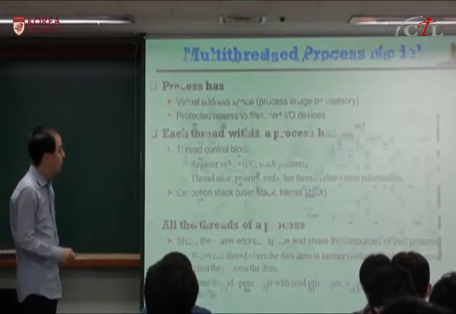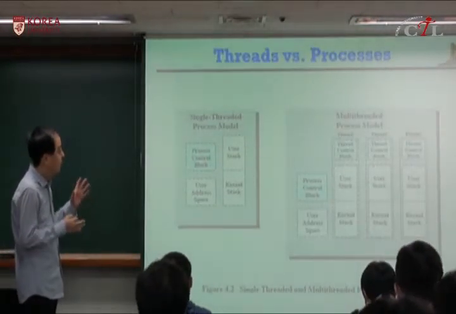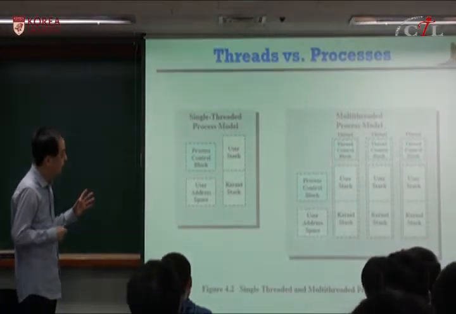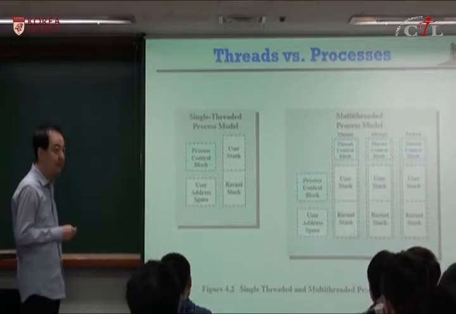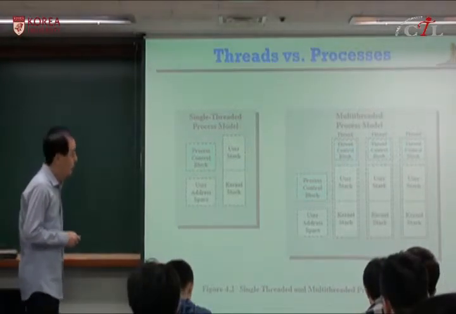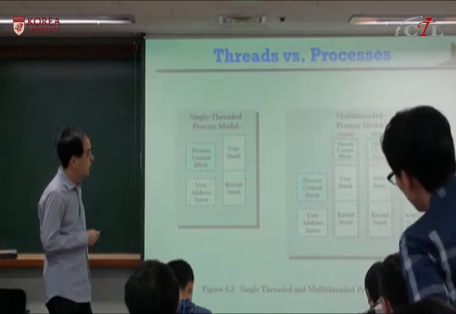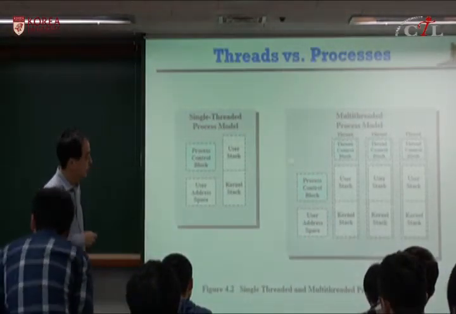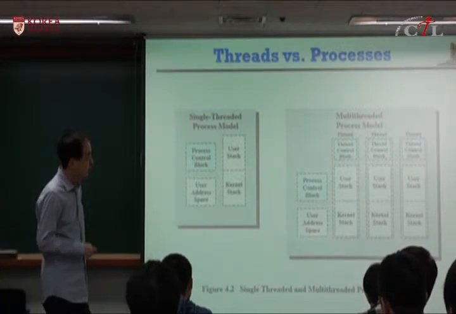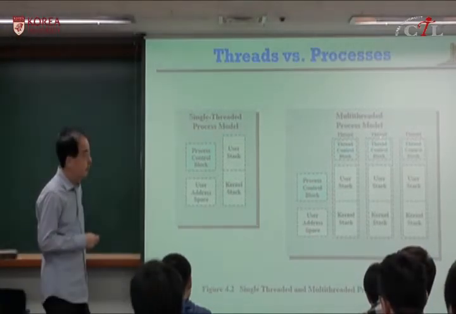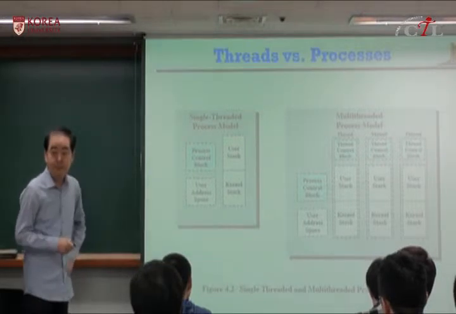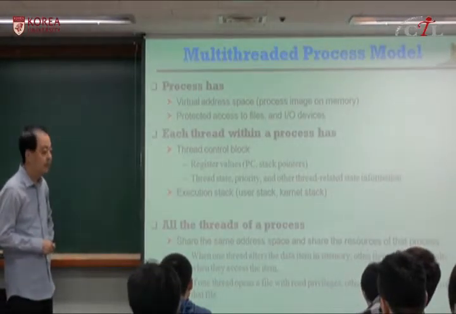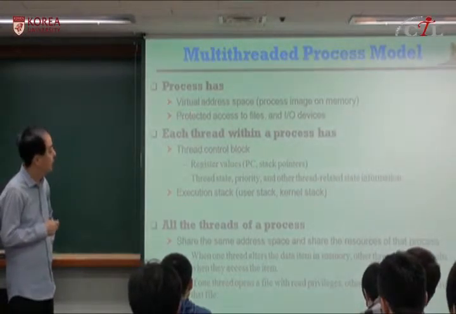So in a multi-threaded process model, there are two models. One is the single-threaded process model, the other is the multi-threaded process model. If you look at the multi-threaded process model, process-related information is here. Thread-related information is maintained for each thread. So let's look at what information the process has.